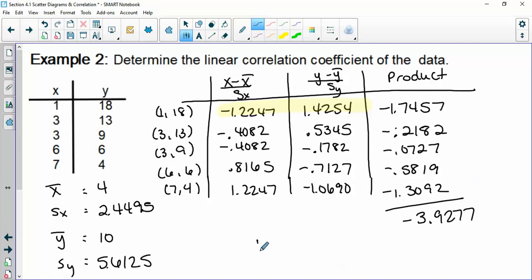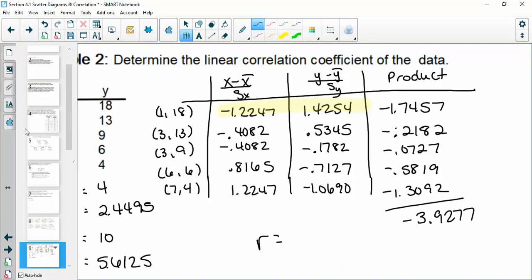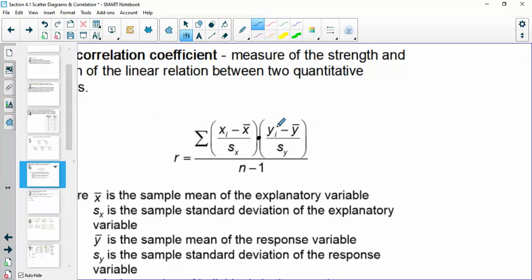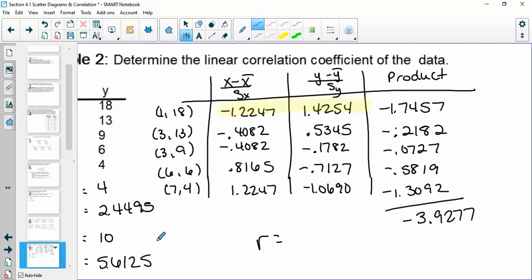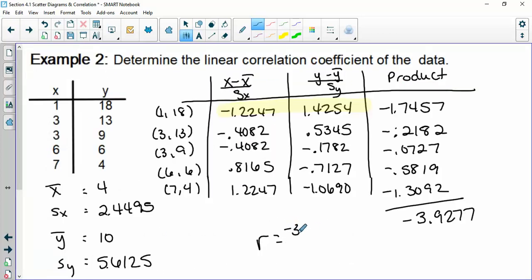And then the formula says we add all those up and divide by n minus 1. So we take our number, divide by n, where n is the number of points. So we have 1, 2, 3, 4, 5 points. So 5 minus 1 would be 4. And we get a correlation coefficient of negative 0.981.